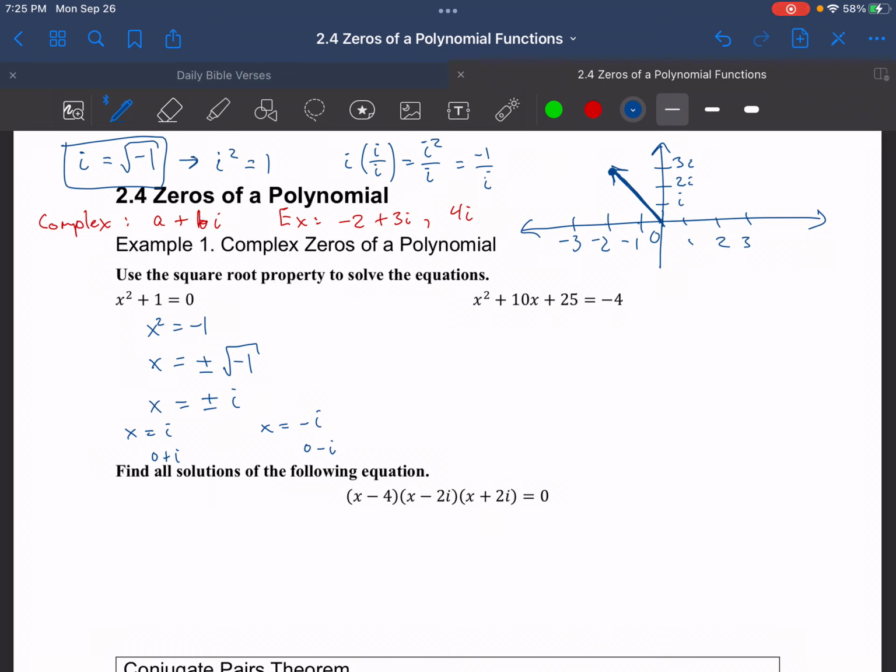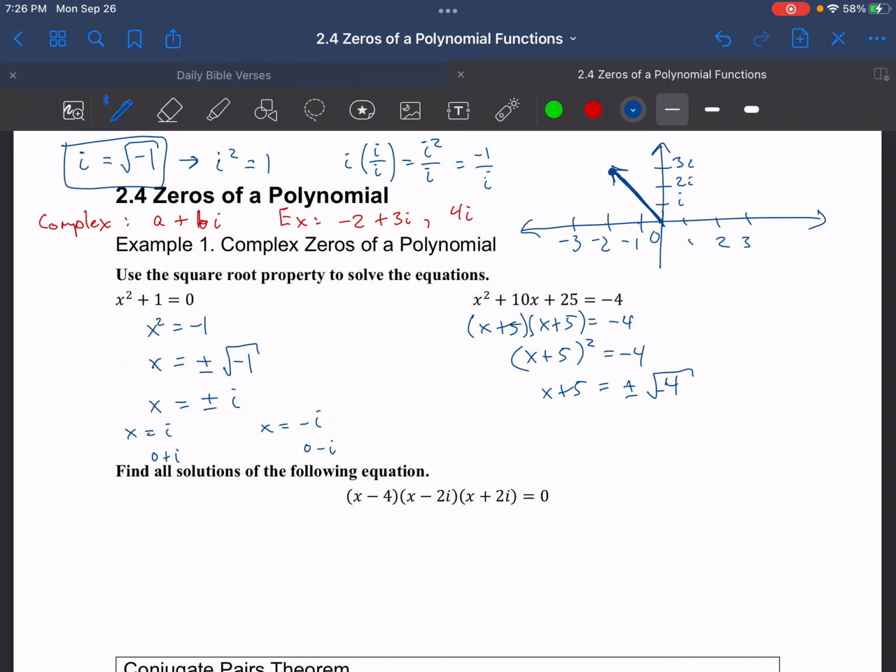Here we have x squared plus 10x plus 25. That's pretty easy to factor because 5 times 5 is 25, and 5 plus 5 is 10. So this will be x plus 5 times x plus 5 equals -4. And so this is x plus 5 squared equals -4, which means we can take the square root. So x plus 5 equals plus or minus the square root of -4.